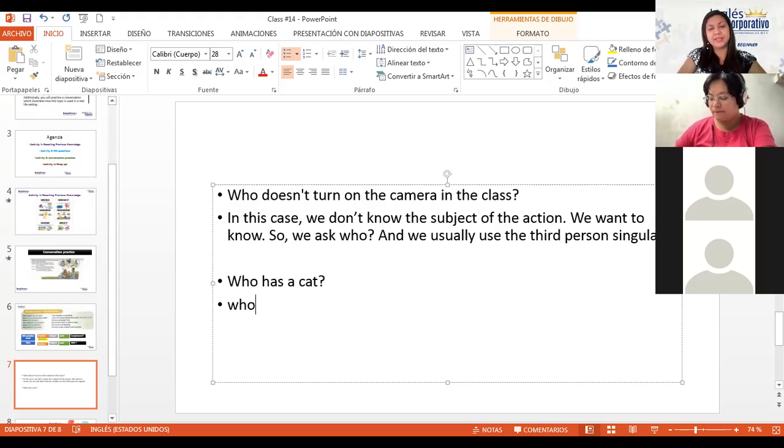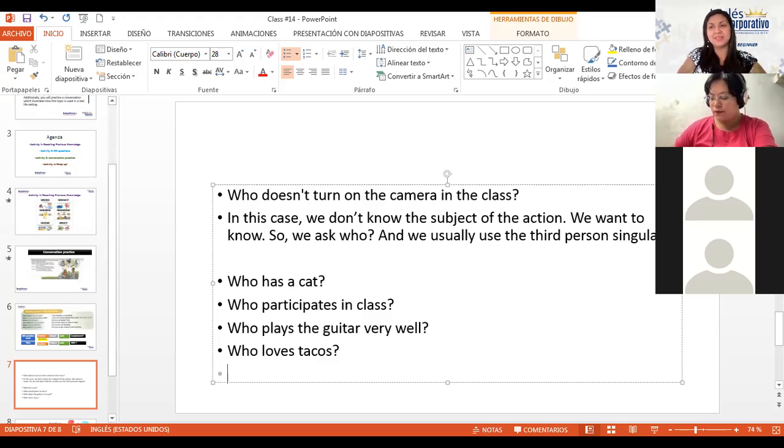More examples. Who participates in class? Who plays the guitar? Who loves tacos? So as you know, in this case, we use the verb in third person singular form because we don't know the subject. En este caso, como no sabemos el sujeto, eso es lo que estamos preguntando. ¿Quién? ¿Quién tiene un gato? ¿Quién participa en clase? ¿Quién toca la guitarra? Muy bien. ¿Quién ama los tacos?